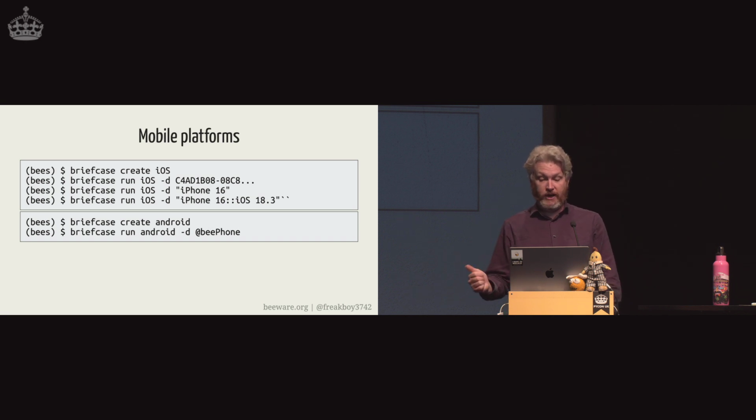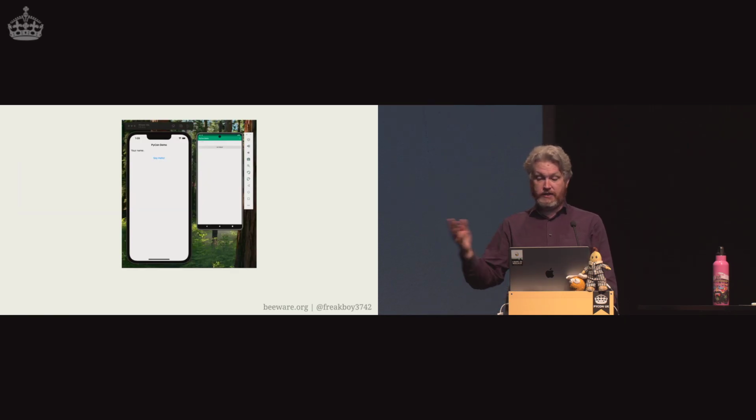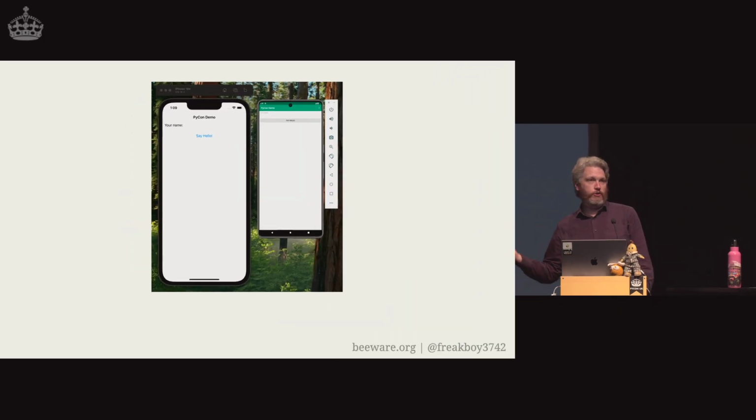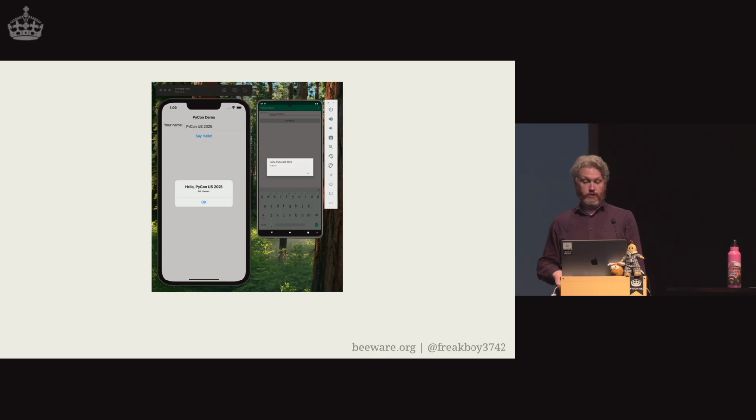When you run Briefcase run iOS, Briefcase will ask where you want to run the code. It'll look for simulators that are available on your system, and provide a list to choose from. If you want to shortcut that question, you can specify -d and give a device ID or a device description. On Android, it'll also walk you through the process of creating an emulator image if you need one. But once you've picked a device, the app will start, and you'll see a mobile app that has the same layout as the desktop version, just running on a device emulator. Type some text, press a button, you'll get dialogs.